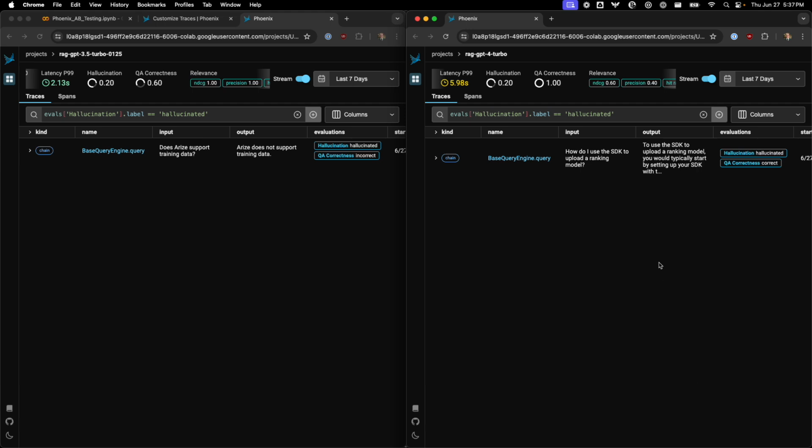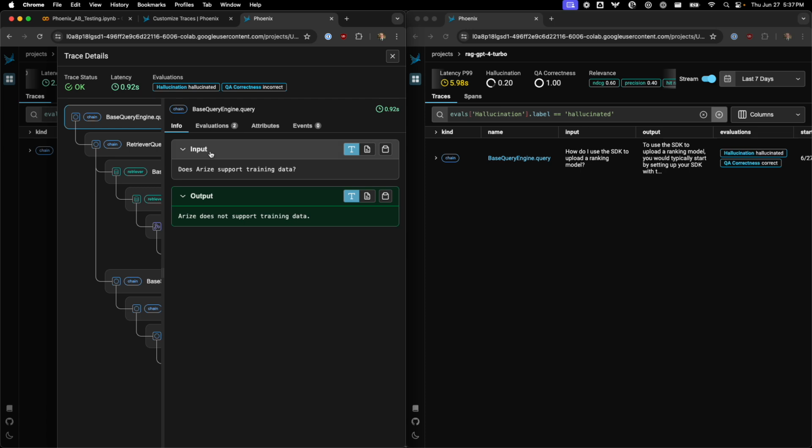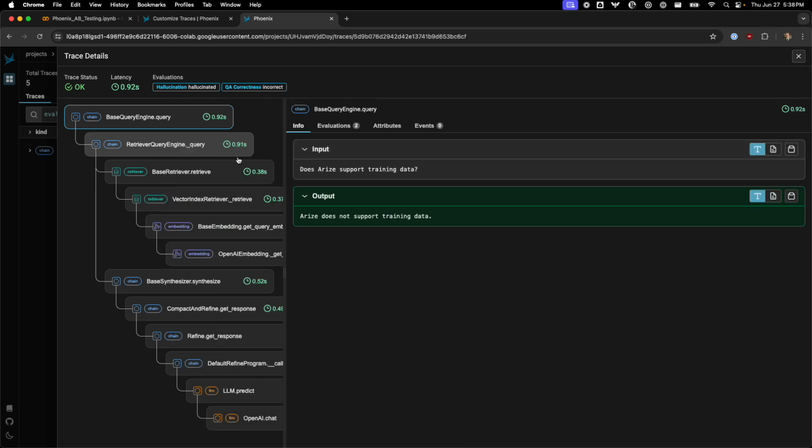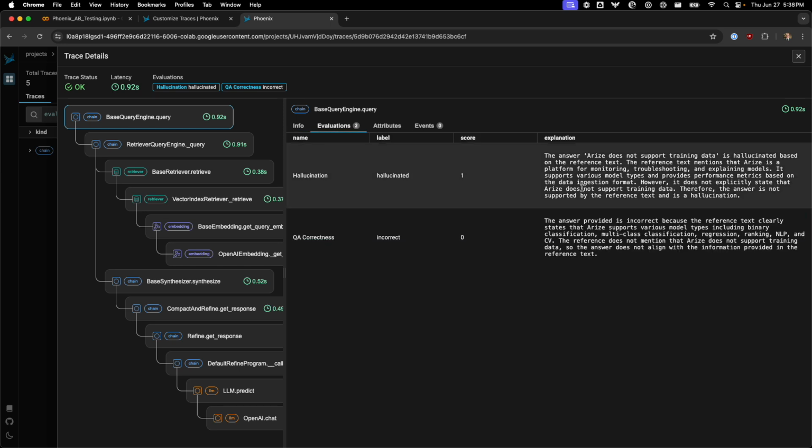For example, inside of GPT-3.5, the question was asked if Arize supports training data, with an output of Arize not supporting training data. When we look at the eval, we see the label is hallucinated with a score of 1. We also have the explanation for the answer. What we notice is that the reference text does mention Arize as a platform for monitoring, but it does not explicitly state Arize not supporting training data. Because of this, the answer isn't supported by the reference text and is a hallucination.